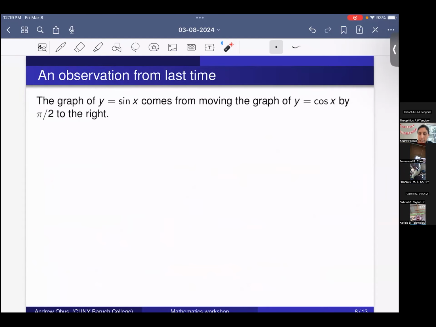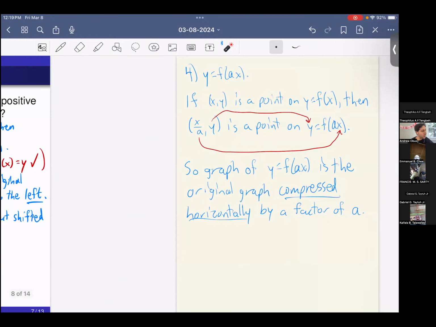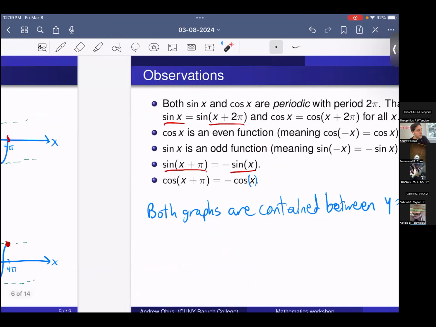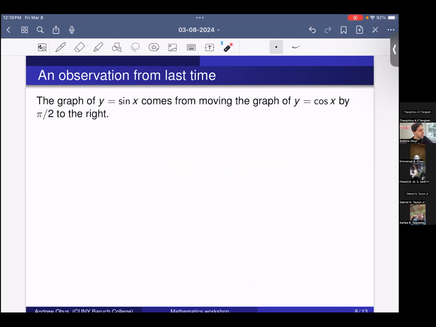So what's an observation from last time? This is what Emmanuel said. The graph of y equals sine x comes from moving the graph y equals cosine of x by pi over 2 to the right. Let's look over here. We have y equals cosine x here. If we move it by pi over 2 to the right, then this peak goes from x equals 0 out to x equals pi over 2. That's exactly what's happening with the graph of sine. So we observed this last time.